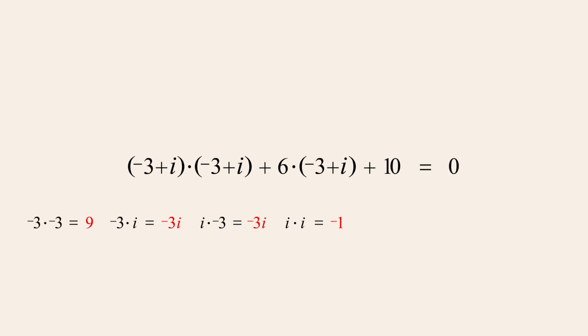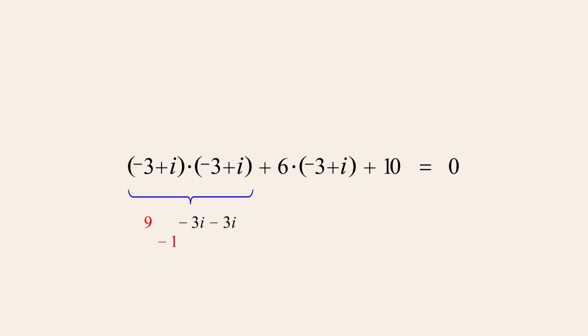Adding these results, 9 minus 1 is 8. And negative 3i plus negative 3i is negative 6i. Next, multiplying 6 times (negative 3 plus i), we get 6 times negative 3, which is negative 18, and 6 times i, or 6i. Now we add these results, plus the remaining term of the quadratic function.